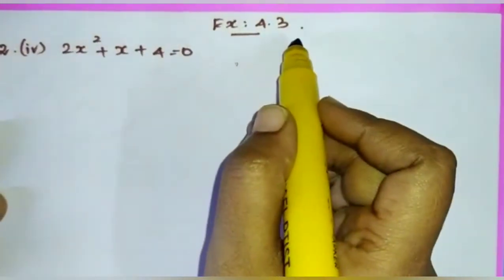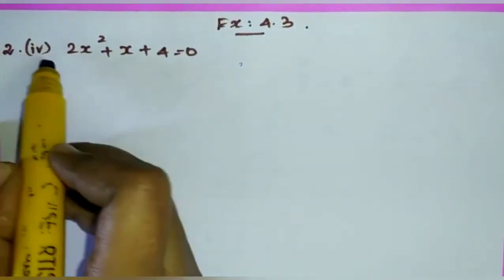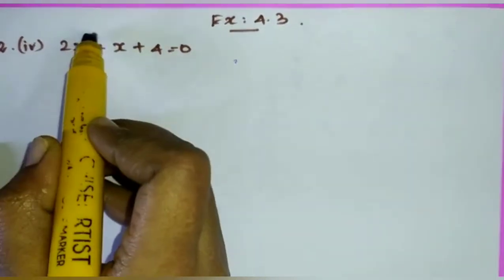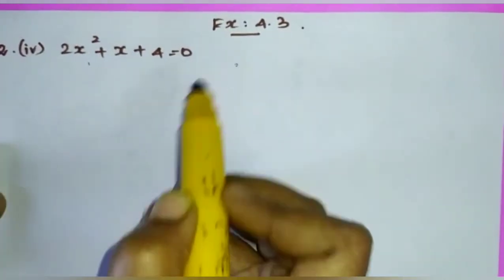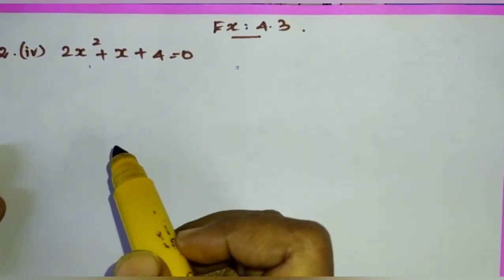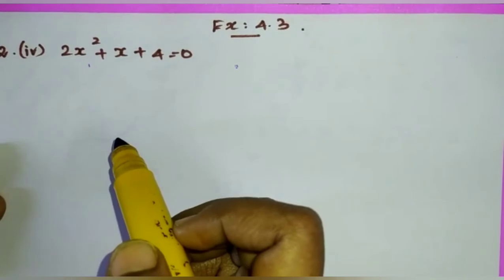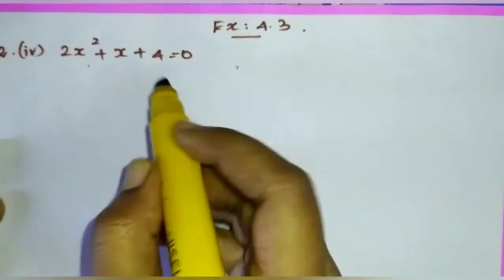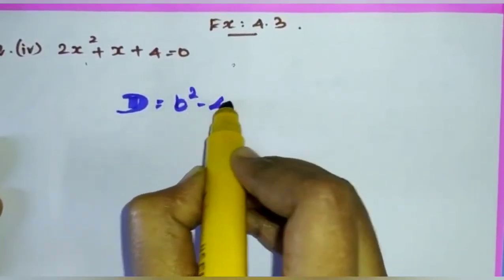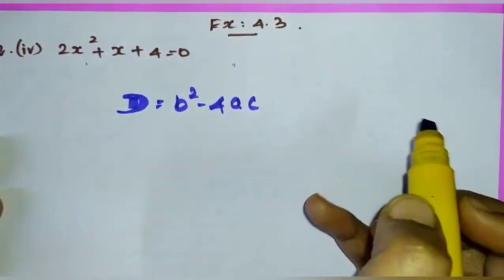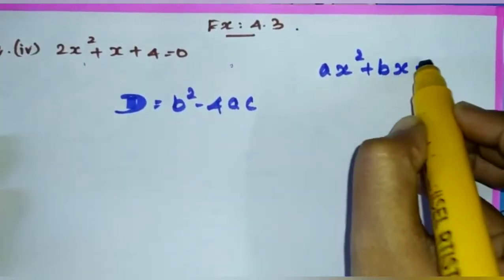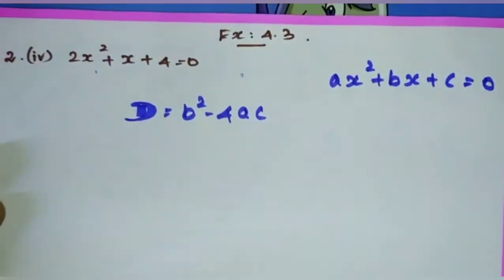Next, exercise 4.3, second, fourth subdivision problem. 2x square plus x plus 4 is equal to 0. First, what do you have to find? We have to find the discriminant. That is, the formula is d is equal to b square minus 4ac, and then you have to compare with ax square plus bx plus c is equal to 0.